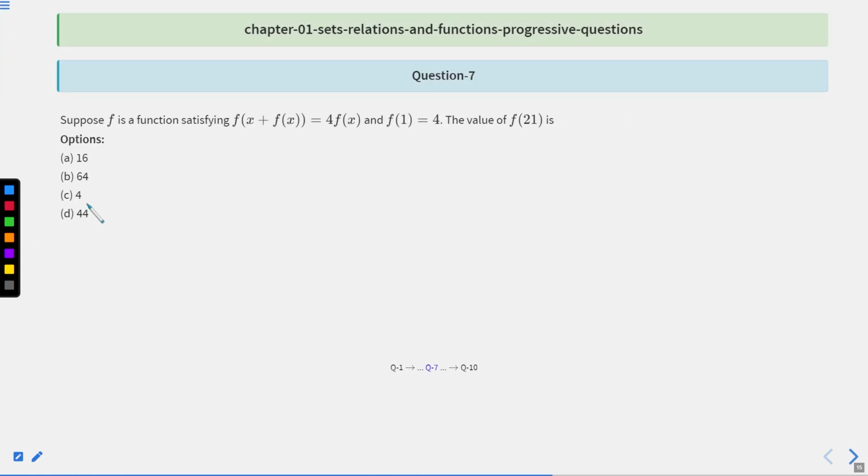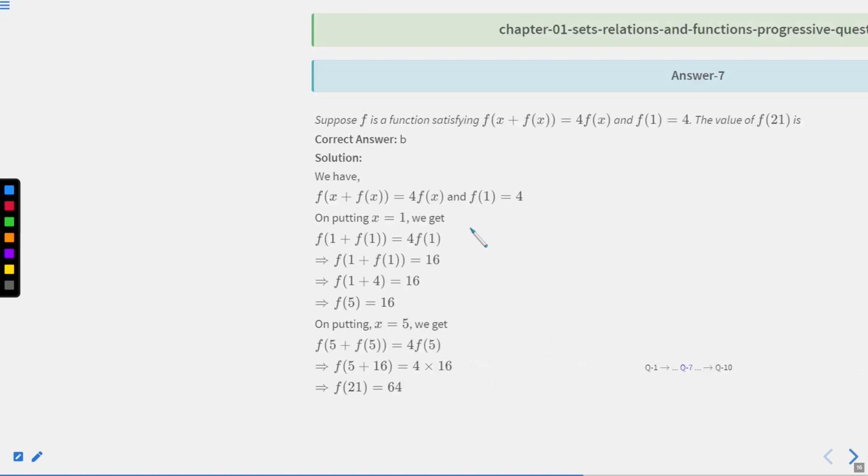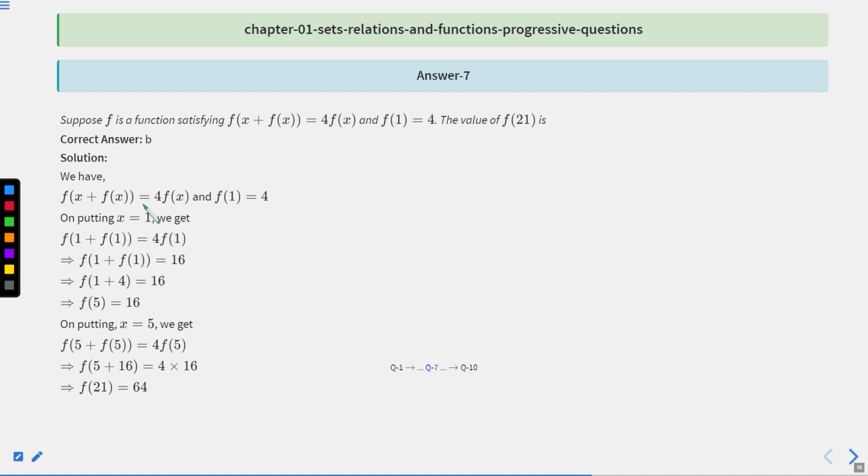Let's move to question number 7. Suppose f is a function satisfying f(x + f(x)) = 4f(x) and f(1) = 4. Then we have to calculate the value of f(21). f(x + f(x)) = 4f(x) and f(1) = 4.